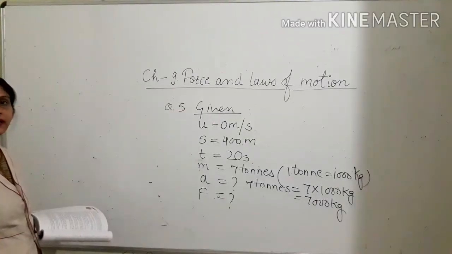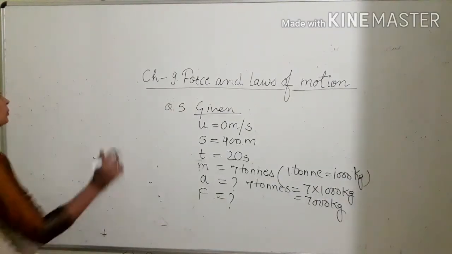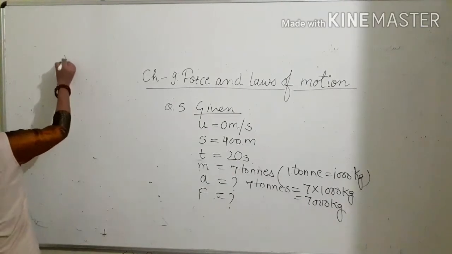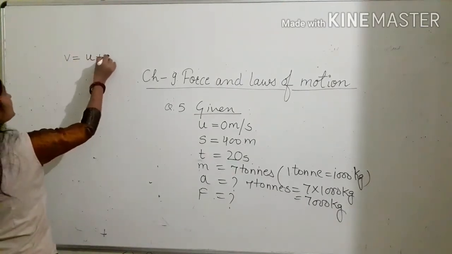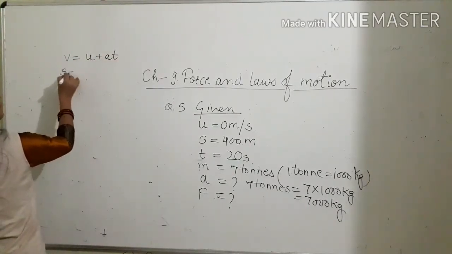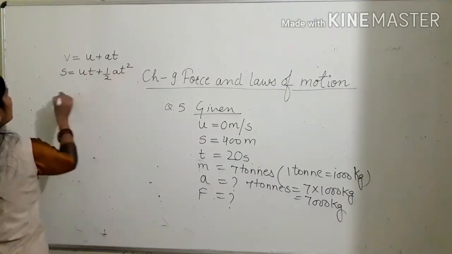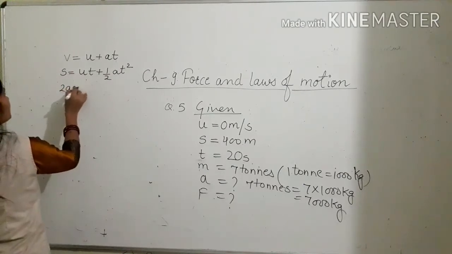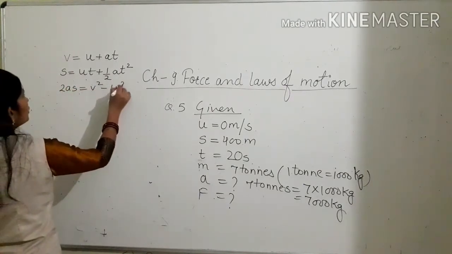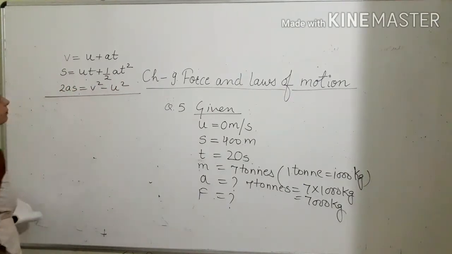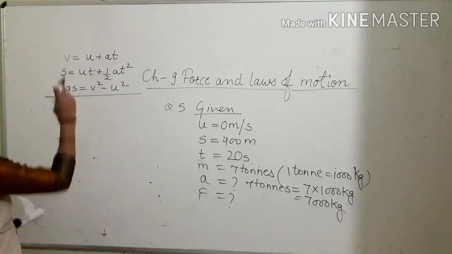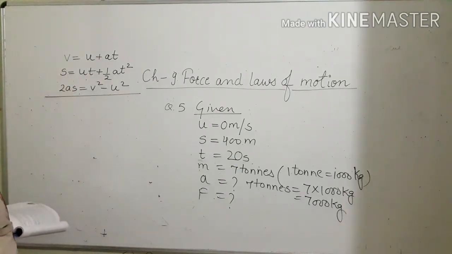In chapter 8, we studied 3 equations of motion. First equation of motion, v is equal to u plus at. Second equation of motion, s is equal to ut plus half at square. Third equation of motion, 2as is equal to v square minus u square. Now, we have to apply one of these equations in order to find acceleration a.